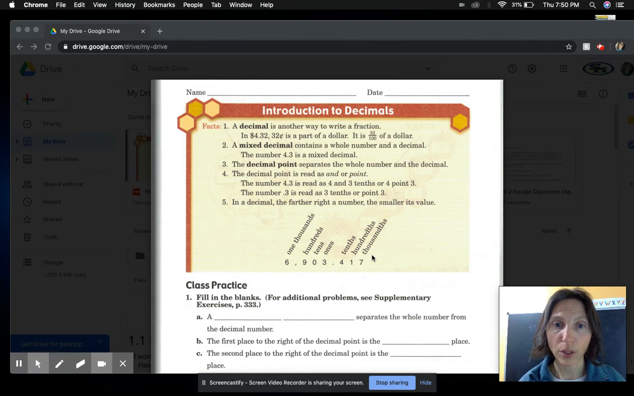A mixed decimal contains a whole number and a decimal. The number 4.3 is a mixed decimal. The decimal point separates the whole number and the decimal. The decimal point is read as "and" or "point." The number 4.3 is read as 4 3/10 or 4.3. The number 0.3 is read as 3/10 or 0.3. In a decimal, the further right a number, the smaller its value.